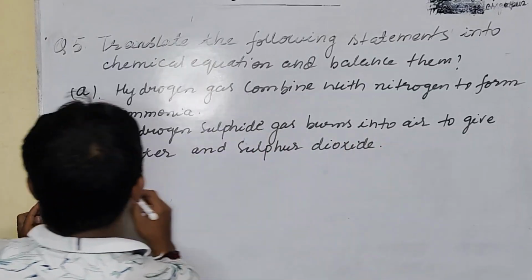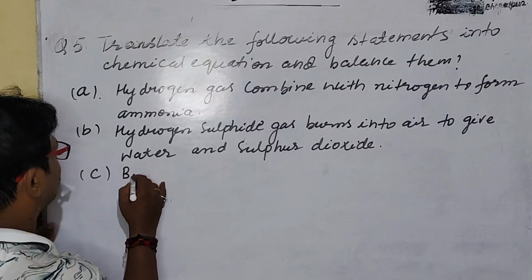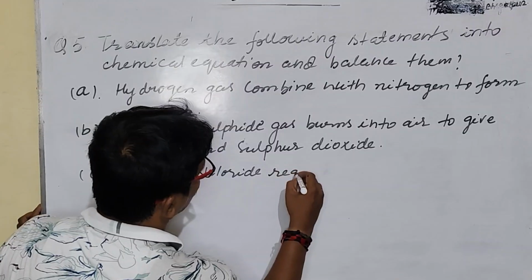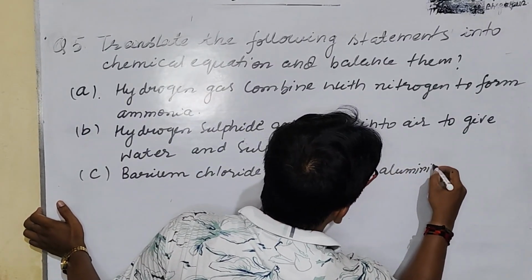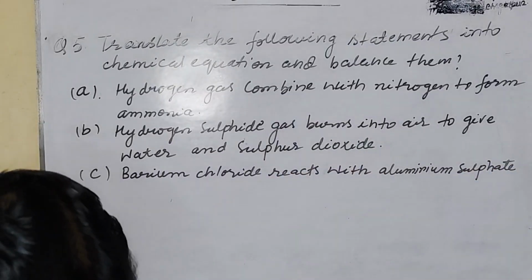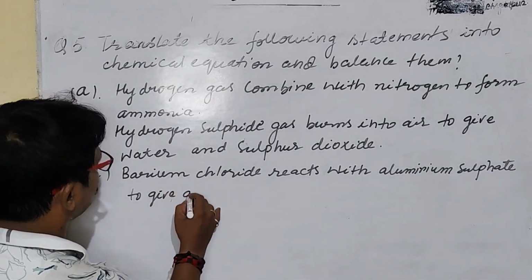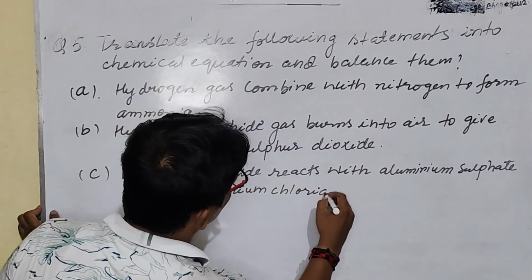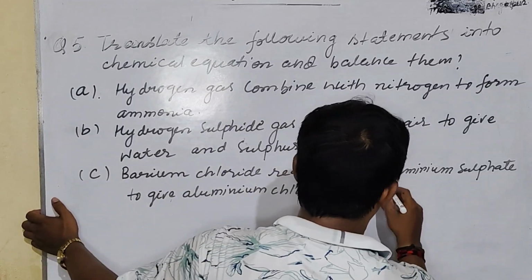C number is barium chloride reacts with aluminum sulfate to give aluminum chloride and barium sulfate.